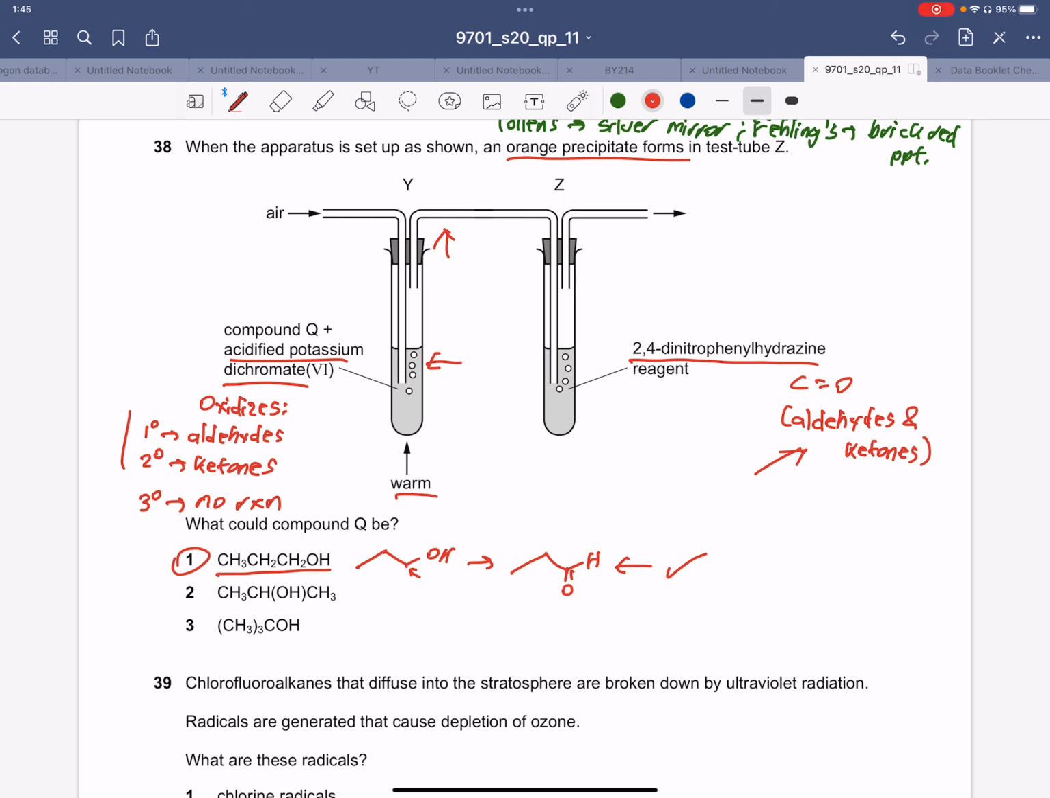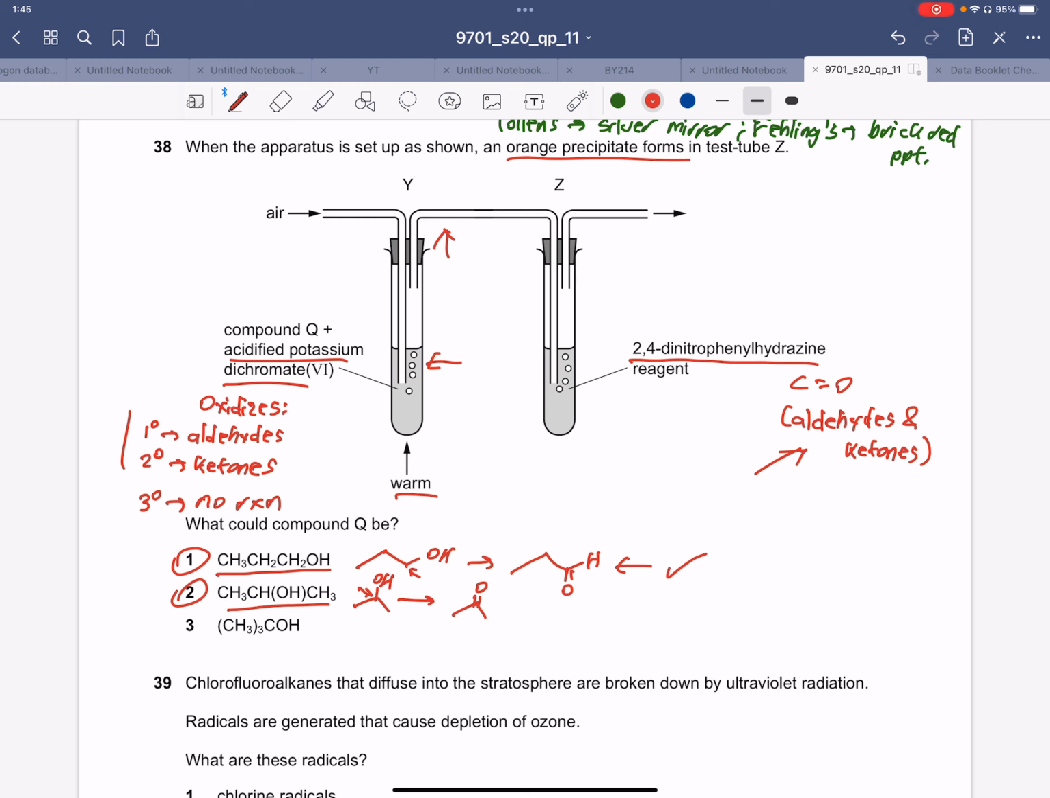Option 2 is CH3CHOHCH3. If you were to oxidize that, that is a secondary alcohol, as you can see. And that means that it will become a ketone when reacting with acidified potassium dichromate(VI). So that is a ketone. That is indeed a carbonyl, so that will work.